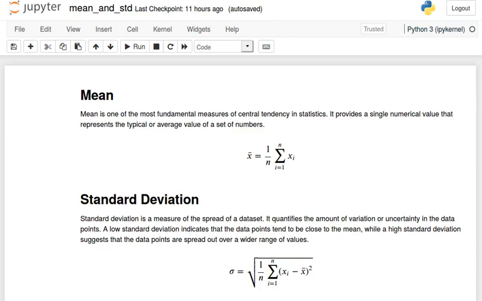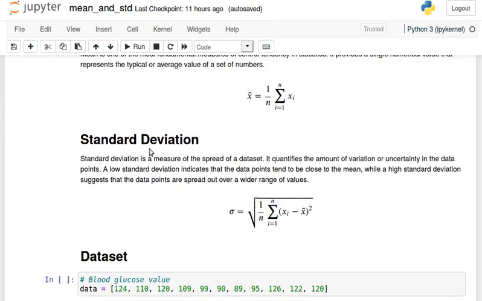So, what do we exactly mean by mean and standard deviation? Let's start with the basics. Mean. Mean is one of the most fundamental measures of central tendency in statistics. It provides a single numerical value that represents the typical or average value of a set of numbers. For calculating the mean, we have to sum all the values of the dataset and divide it by the number of values in the dataset.